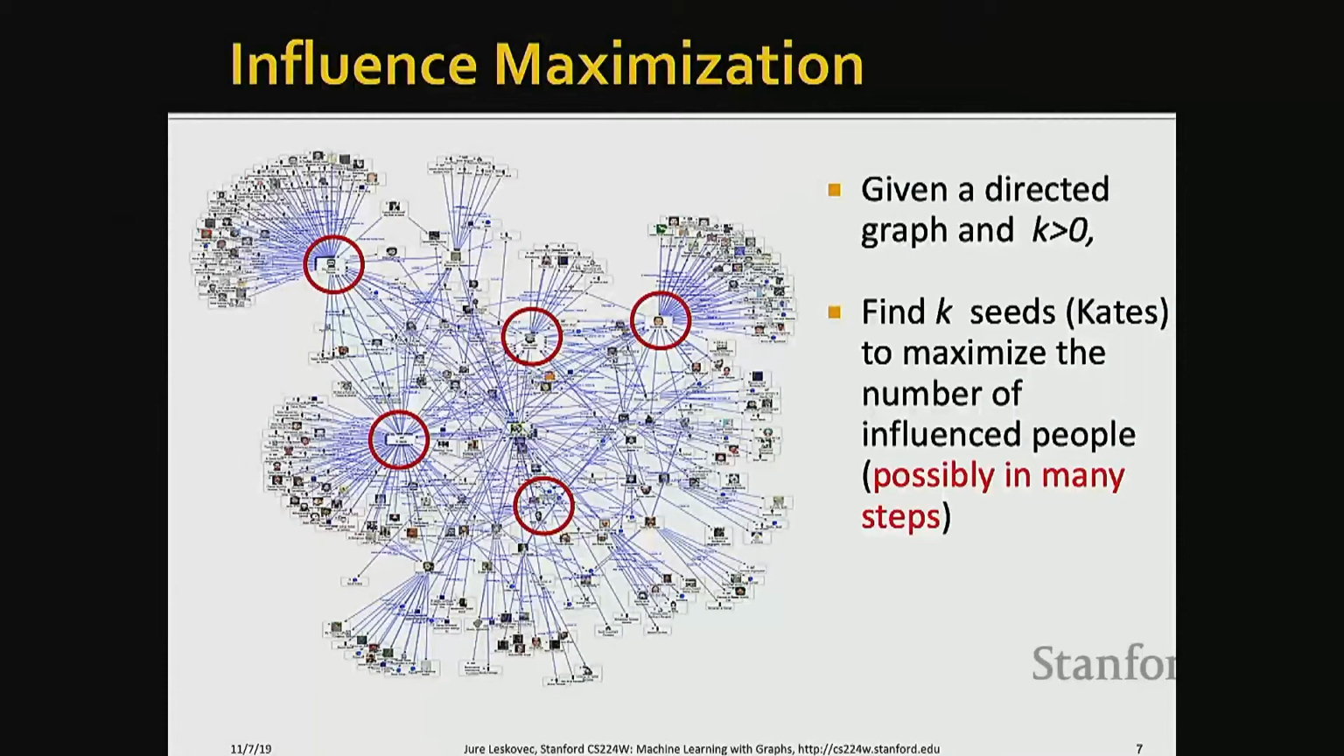So here, the problem is that we want to find this small set of K seeds, or K most influential people, who can maximize the number of people that are influenced by these small seeds. And possibly in many steps, we don't want to only look at the immediate neighbors of this small seed set.